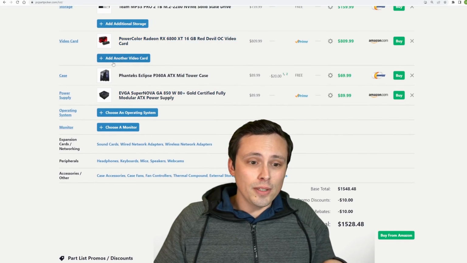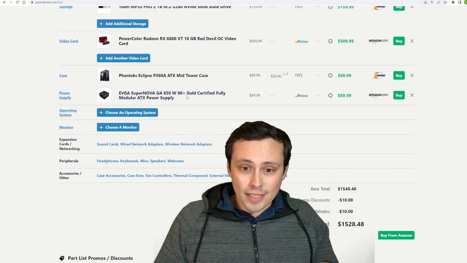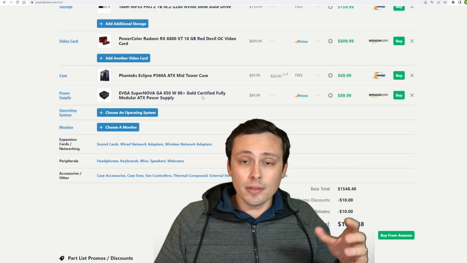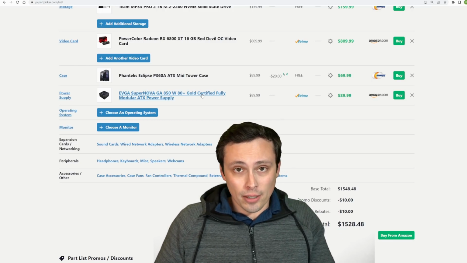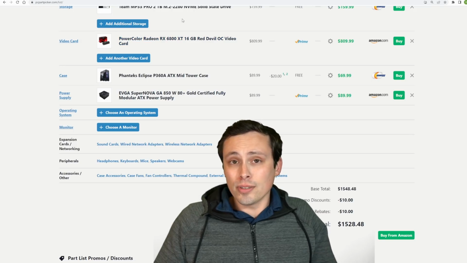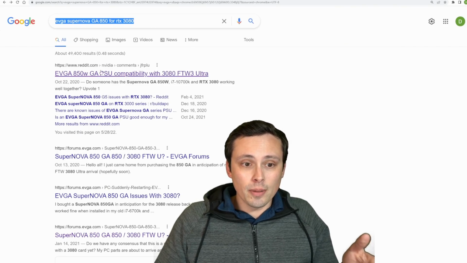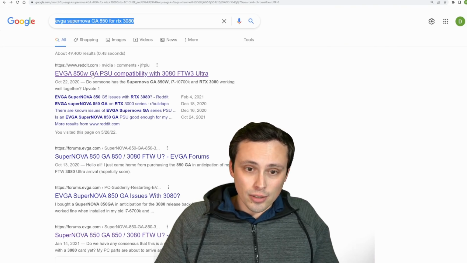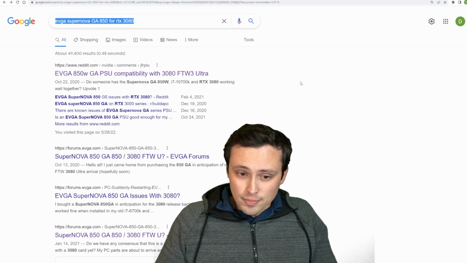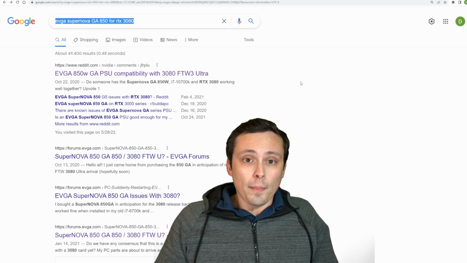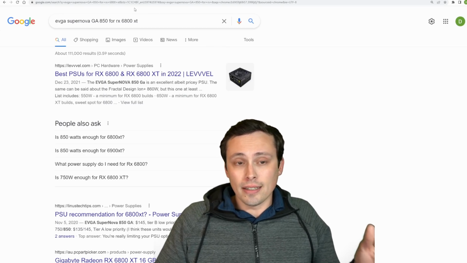Now, let's get back to the GPU and the power supply choice here. So this power supply is 850 watts, 80 Plus Gold. It's fully modular. It's from a trusted brand like EVGA, but it is not one of the higher-end EVGA power supplies. And when the RTX 3000 series came out, there were a lot of reports of compatibility issues between this PSU and an RTX 3080 specifically. I don't know if that has been resolved, but I can't find any reports of an issue of this power supply not working with the 6800 XT.